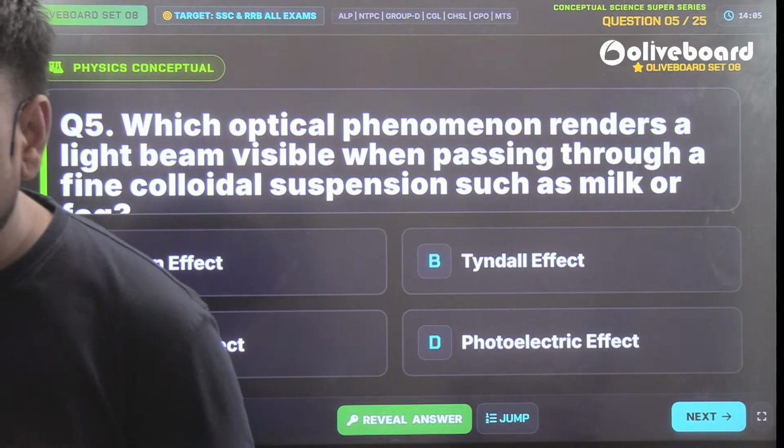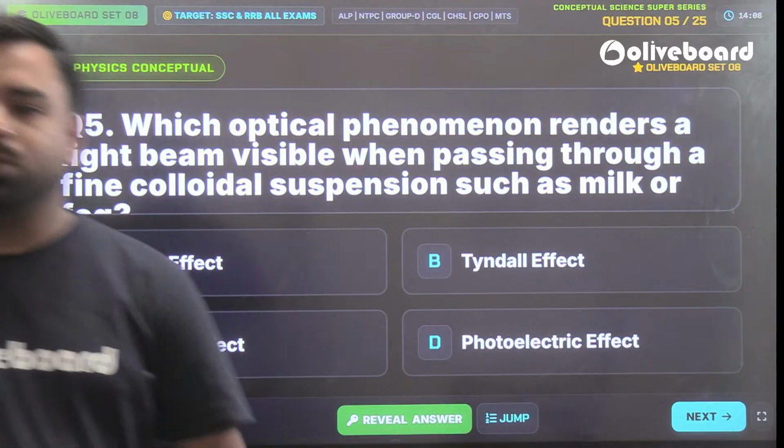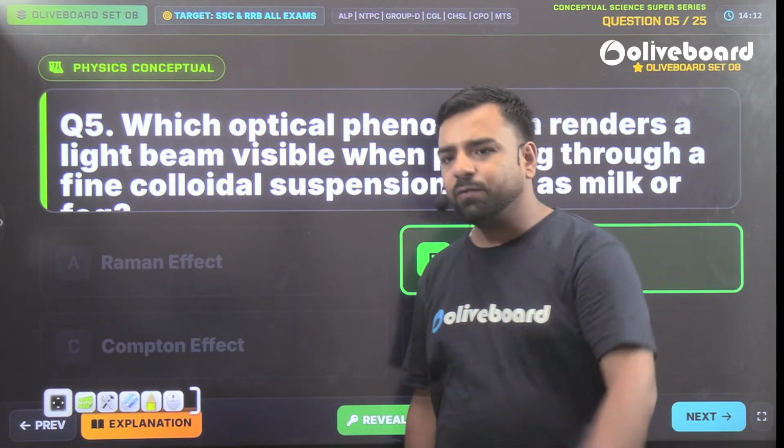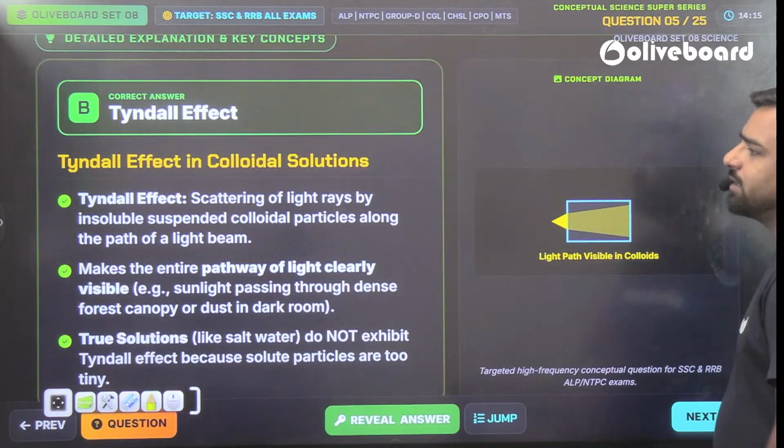Okay, that's great. So here, Harry is going with option number B. And what about other candidates? So Ankita, both of you are correct. Here the answer is Tyndall effect. So what is Tyndall effect?